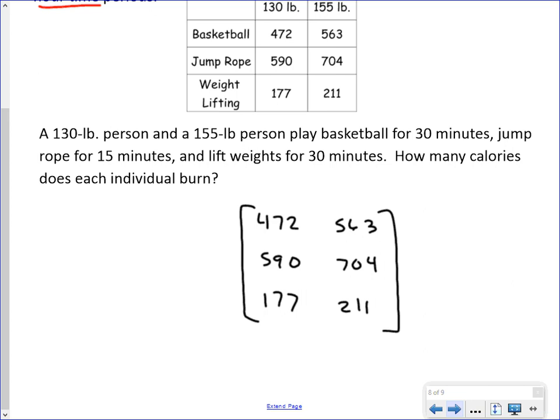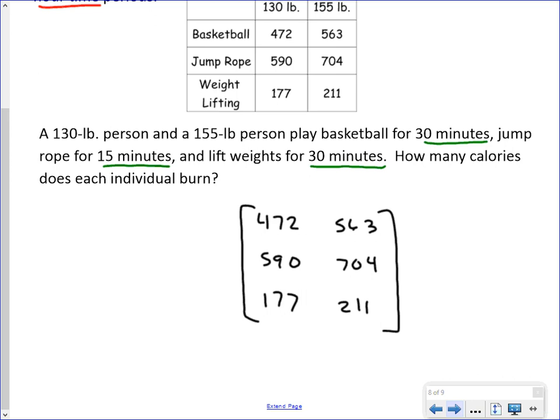So it says, a 130-pound person and a 155-pound person play basketball for 30 minutes, jump rope for 15, and lift weights for 30. How many calories does each individual burn? So notice that in this particular problem, I'm not doing the full hour of those activities. So that would mean I'm not burning that maximum number of calories, right? If we just talk about a 130-pound person who plays basketball, that's this very first entry in first row, first column. They would burn 472 calories in 1 hour.